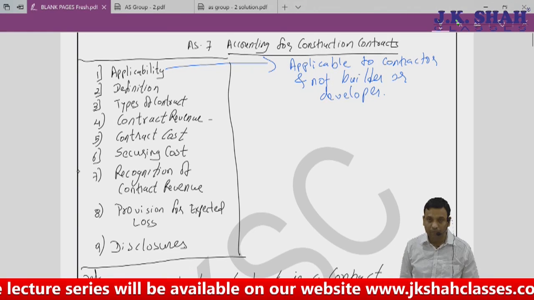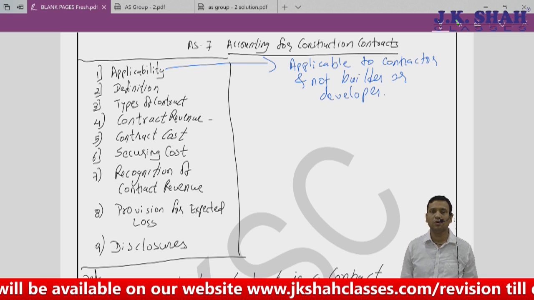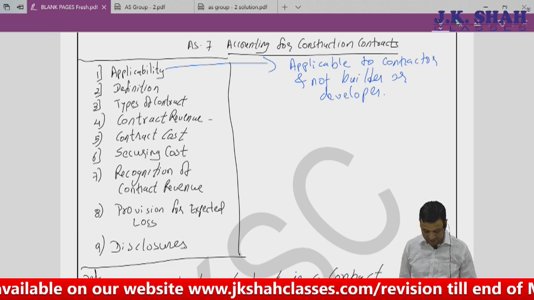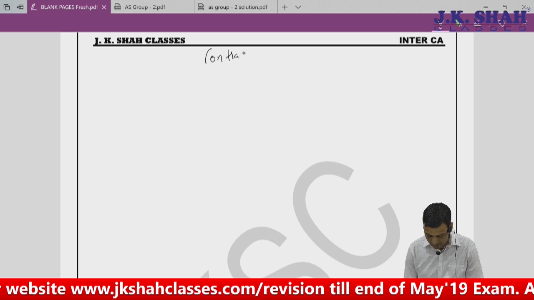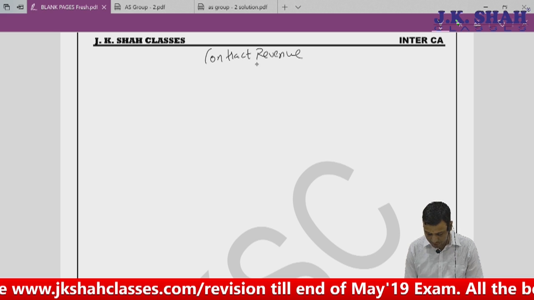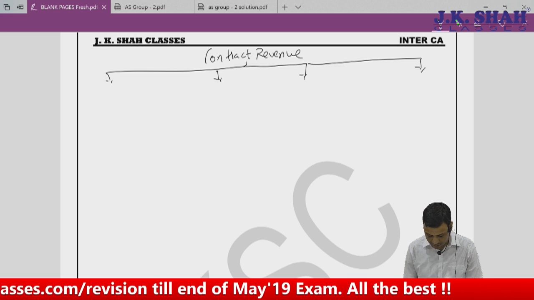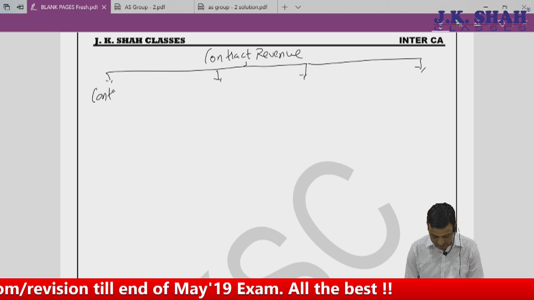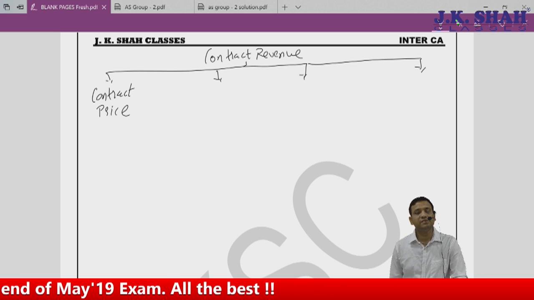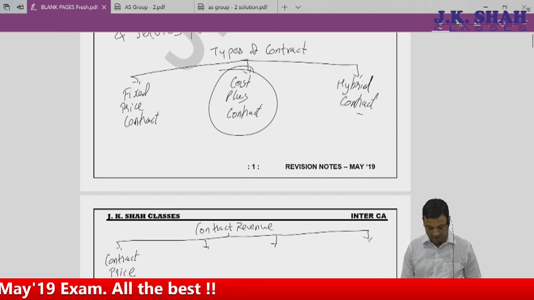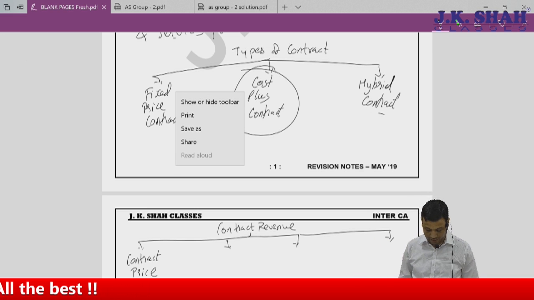What do you mean by contract revenue? Because the whole standard is with respect to recognizing the contract revenue. So how to recognize the contract revenue? Let's discuss that part, contract revenue. So what is a contract revenue? For us, the contract revenue is basically four things. The first is nothing but the contract price. The price which is decided as per the types of contract: fixed price or cost plus, or it may be a hybrid contract.